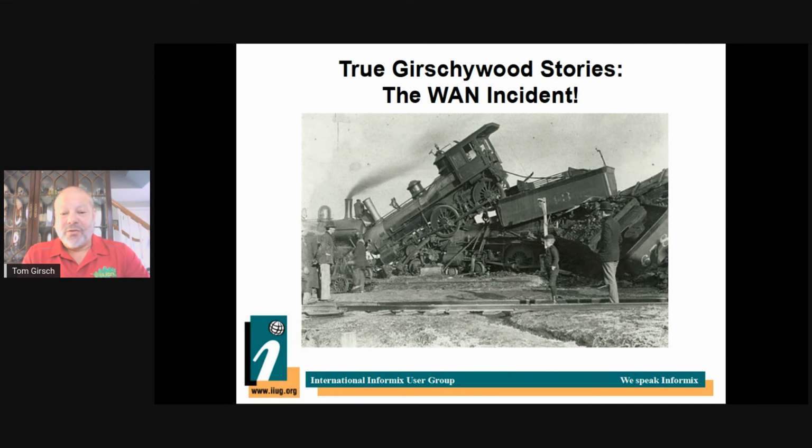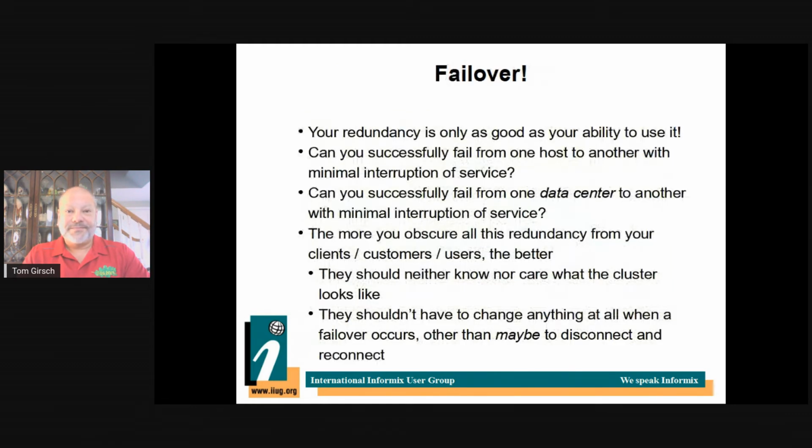So your failover is only as good as your ability to actually use it when you need it. And this is what happened here. We didn't get that. So now, you have to find ways to test your failover as well as have it in place, to make sure that when things get really important, when it happens in real life, you're ready to go and you know what to do.